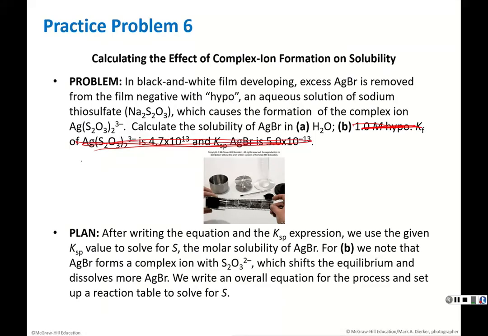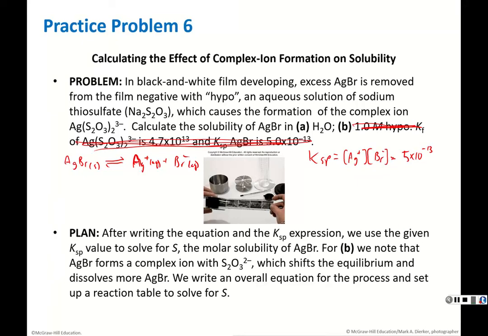And first, we would need to write our reaction. So silver bromide is the slightly soluble compound. It dissolves into Ag plus aqueous plus Br minus aqueous. Our KSP we can write for this is that expression, silver plus concentration times Br minus concentration. Very easy. We look that value up. It is 5 times 10 to the minus 13.